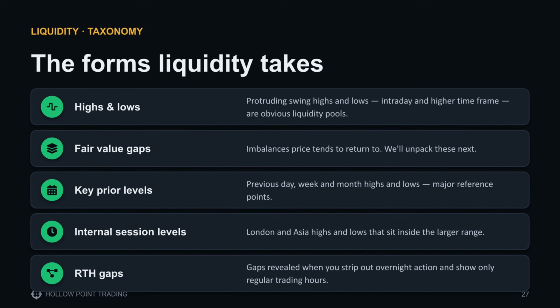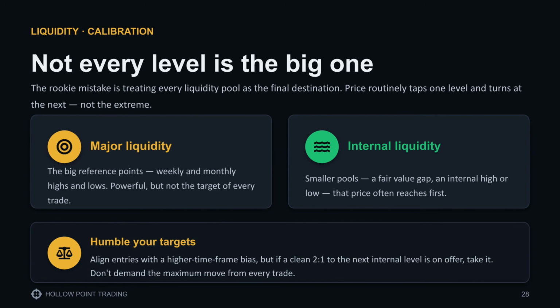Liquidity takes many forms. Beyond obvious swing highs and lows, watch for fair value gaps, key prior day or week levels, internal session levels, and regular trading hour gaps. Identifying these pools is key to understanding where price is likely to be drawn next. Calibration is vital. Not every level is the final destination. Beginners often make the mistake of assuming price will always travel to the furthest extreme. Learn to identify major versus internal liquidity and be willing to take profit at intermediate levels.